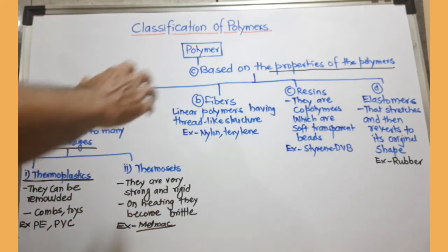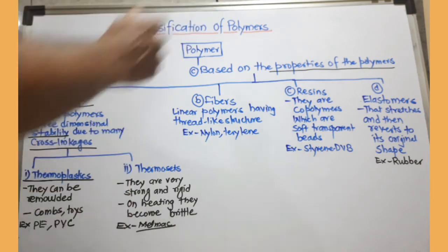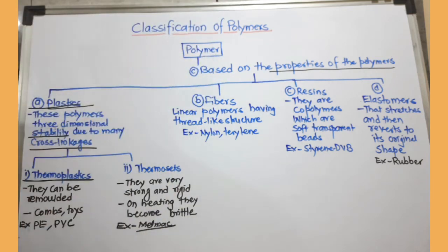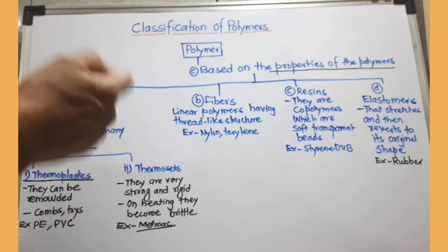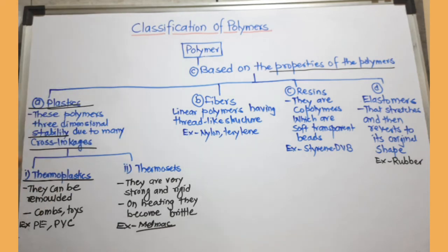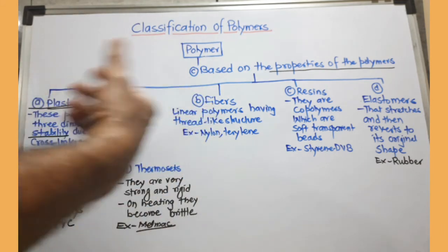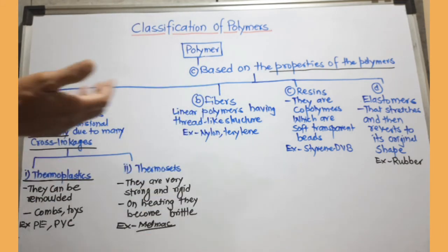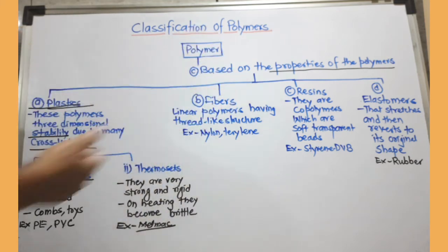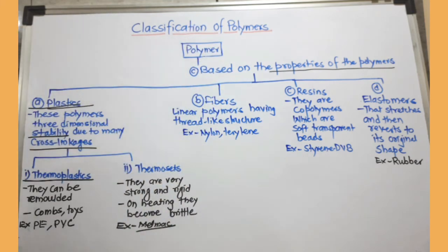Another type is fiber. Depending on the properties, we have fibers. Fibers are linear polymers. They have a thread-like structure and they can be woven into fabric. So different fabrics come under this heading, fibers. For example, nylon, terylene are fibers. Now another category is resin.